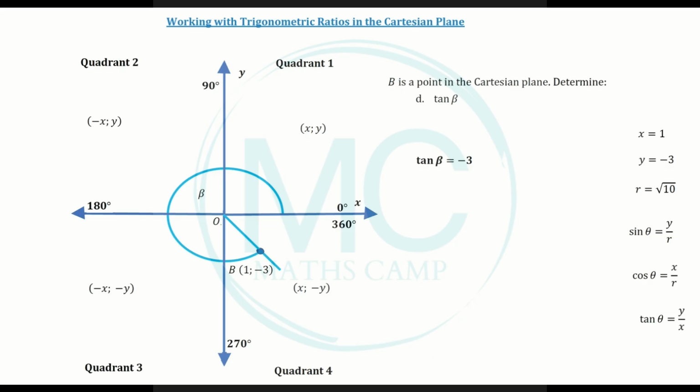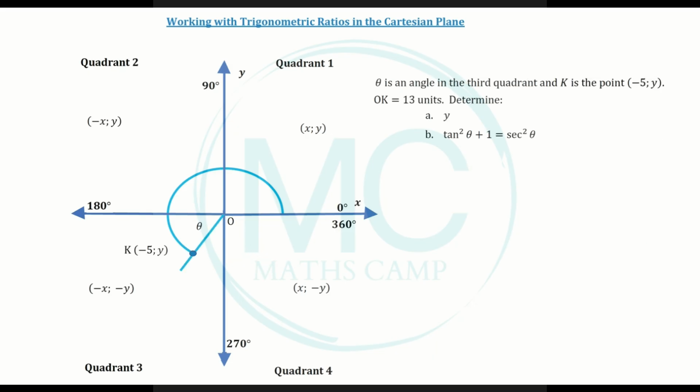Let's do one last example. Theta is an angle in the third quadrant, and K is the point negative 5, y. OK is 13 units long.